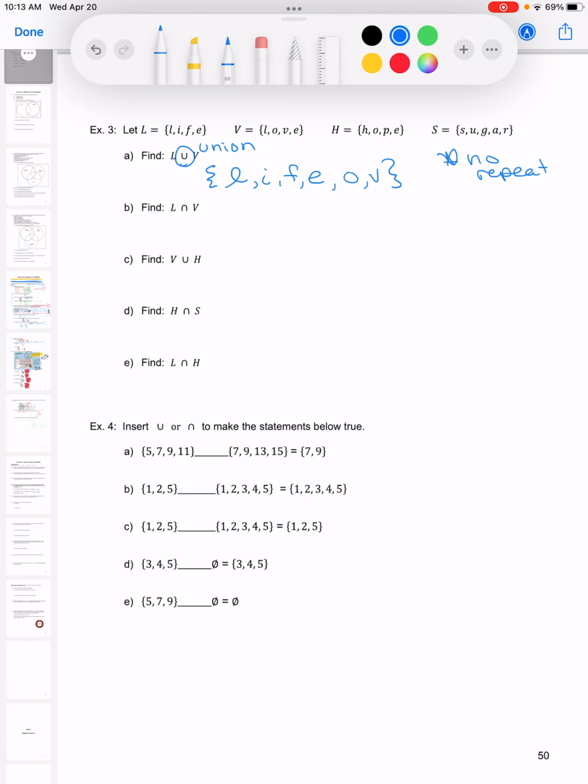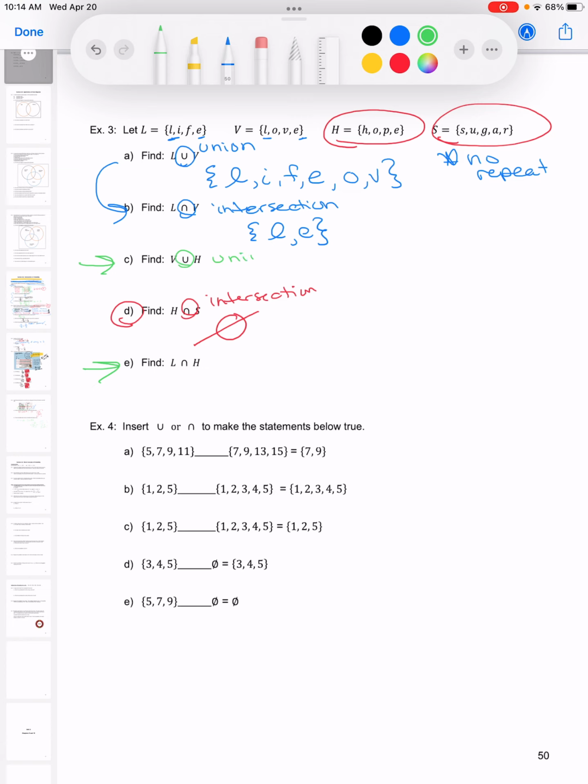All right, why don't you guys try C and E real fast? So hit pause and give C and E a shot. So C was a union, so we want to look at V and we want to look at H, and we want to write down everything they have. Again, the order's not important, but I don't want to repeat, so I'm not going to write O again, and I'm not going to write the E again. But I have to have all those letters.